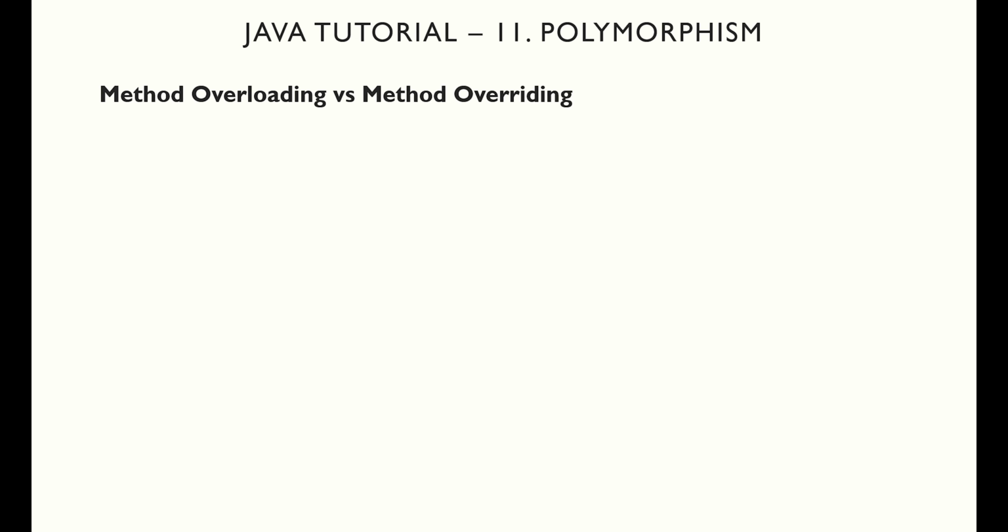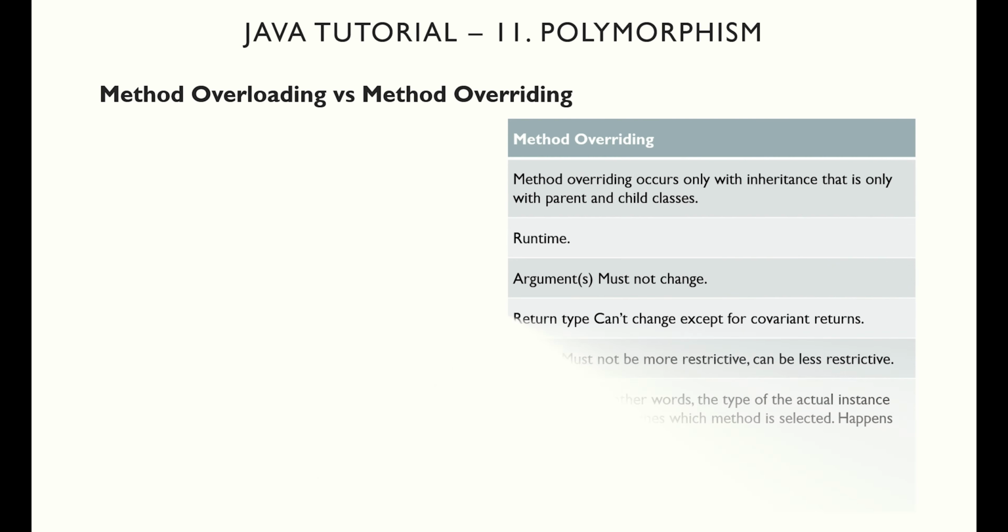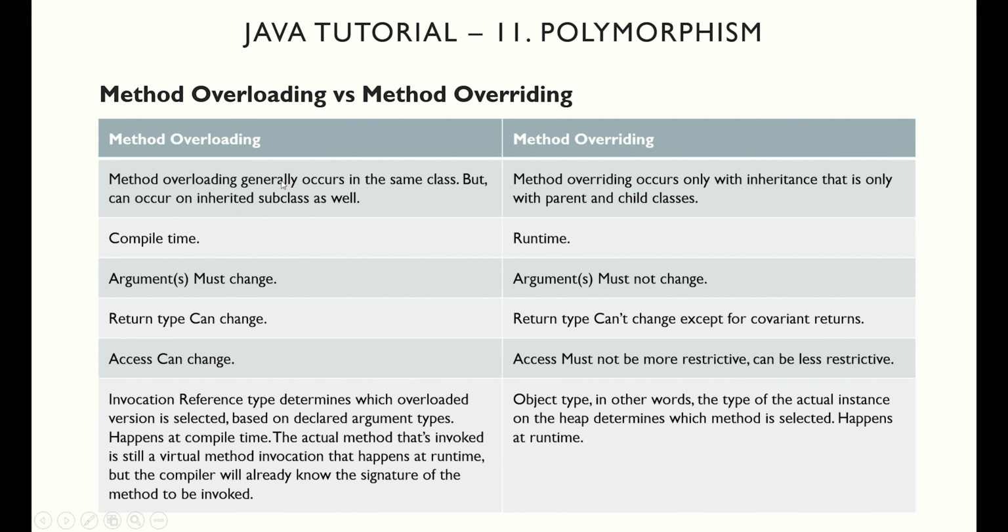Method overloading versus overriding. Method overloading generally occurs in the same class but can occur in an inherited subclass as well. Method overriding occurs only with inheritance, that is, only with parent and child classes. Compile time, runtime. In overloading, arguments must change. In overriding, arguments must not change. Return type can change in overloading. Here, return type cannot change except for covariant returns.